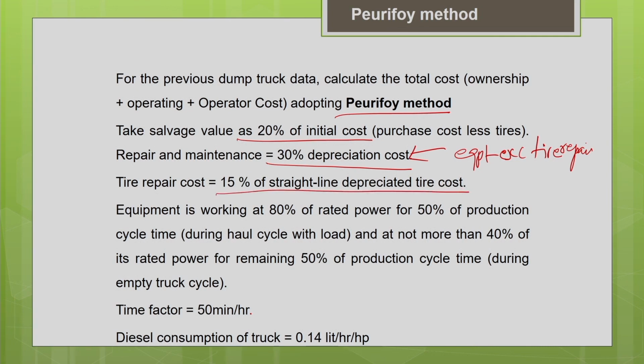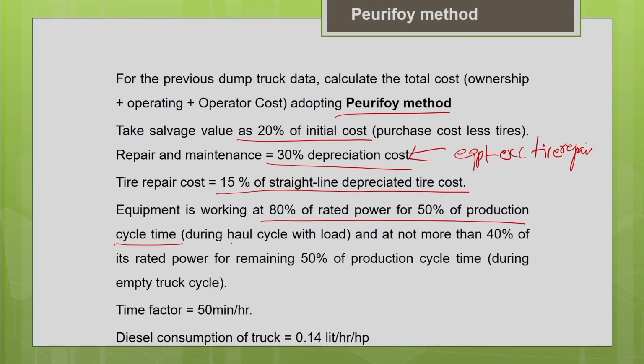Another important thing here is that the operating conditions are defined clearly, like the equipment is working at 80% of the rated power for 50% of the production cycle time. That is, the truck is using 80% of the power during its haul cycle when it is traveling with the load. That haul cycle will contribute to 50% of the total production cycle. So during this haul cycle, when it is carrying the load, it works at 80% of the rated power. The power consumption is 80%.